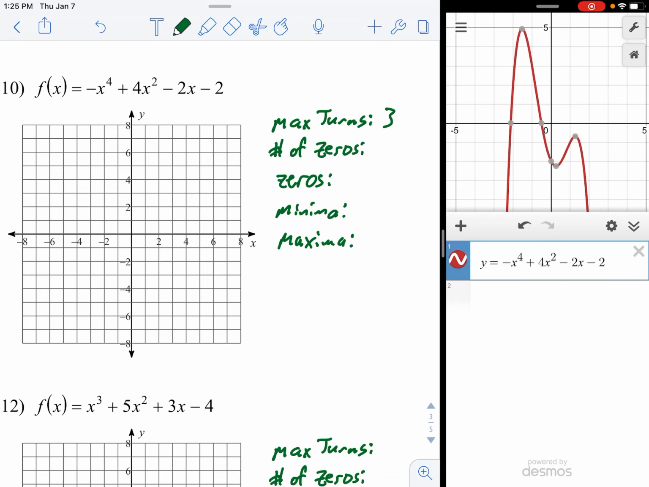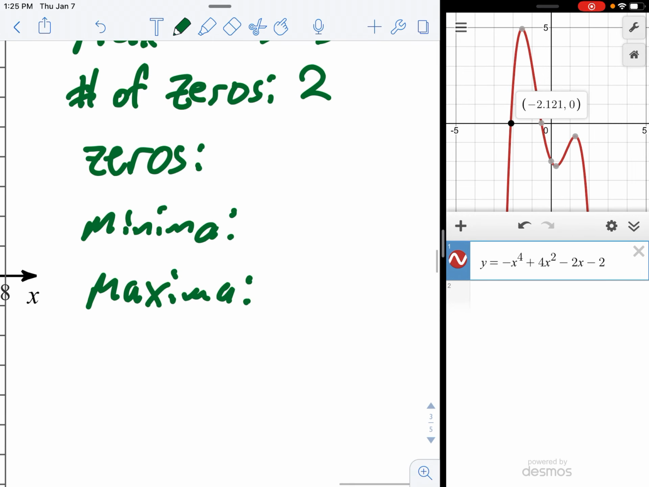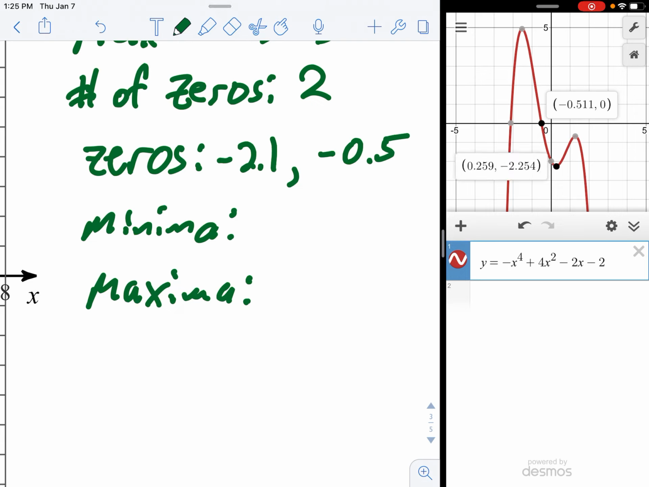Number of zeros. I only see 2 zeros. The first one is negative 2.1, and the second one is negative 0.5. Is there a minimum value here? Yep, it's that point right there. So it's, what is that, 0.3 comma negative 2.3, rounding off.